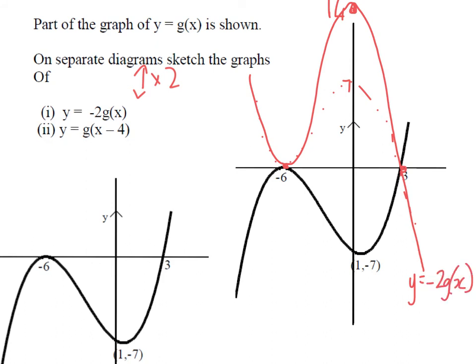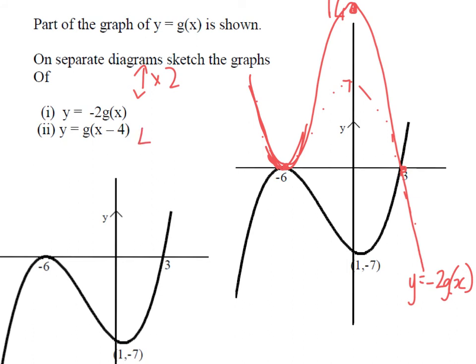So I flipped it with a dotted line, and then I've drawn it stretched double in height on that one. So all your turning points kind of stretch. This one doesn't move here though because it's already sitting on the axis, so that's not going to stretch at all. Right, the second one they want us to draw is the g of x minus 4.